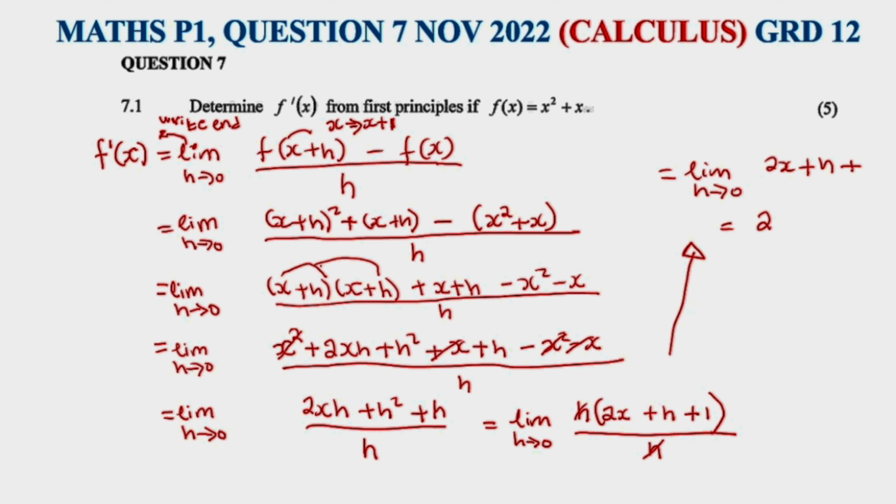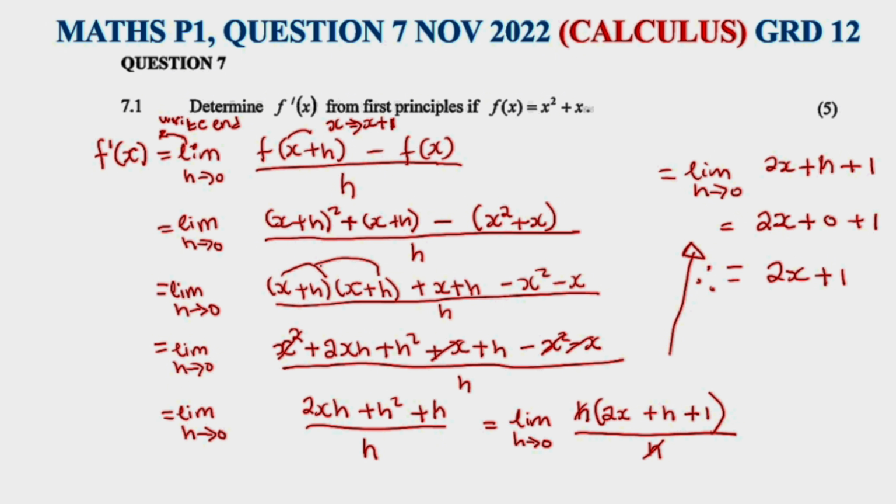Oh, sorry, I forgot the plus 1 there. Thank you, guys, for letting me know. Plus 2x plus 0 plus 1. Okay, so our final answer will be 2x plus 1. And that's how you would deal with 7.1.